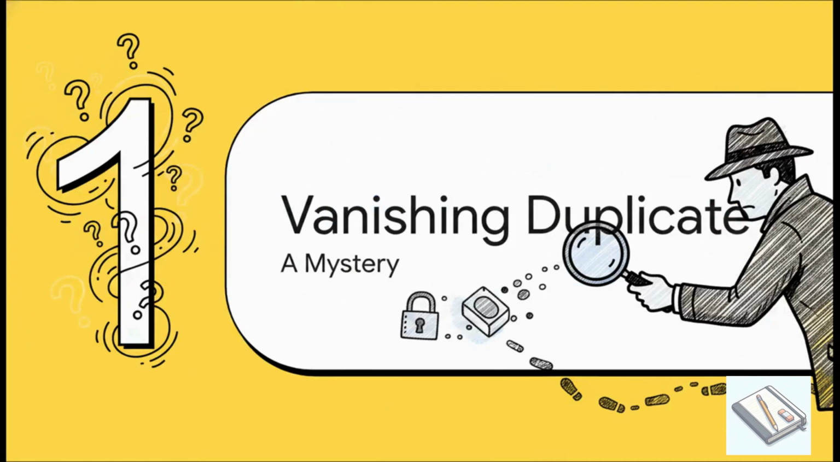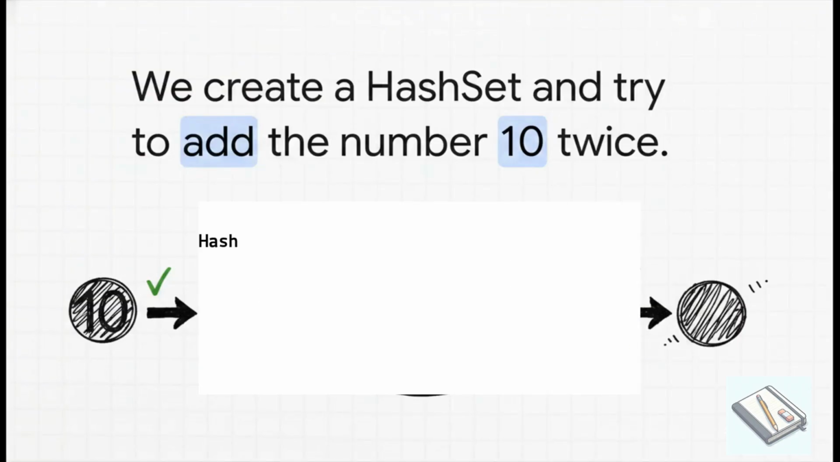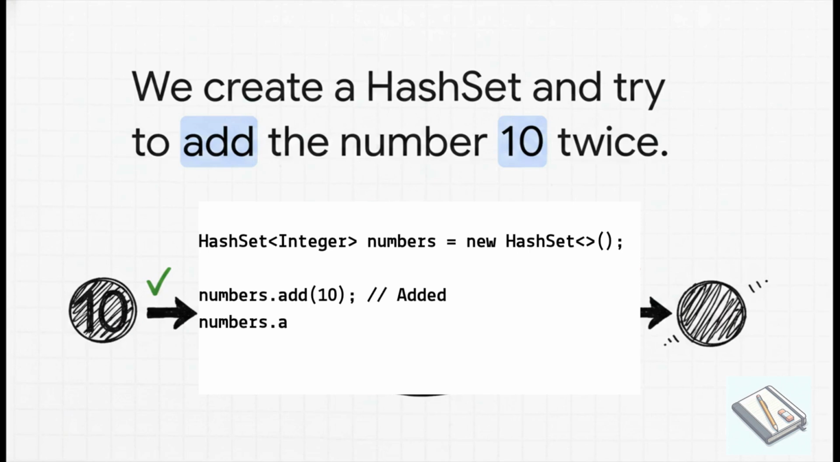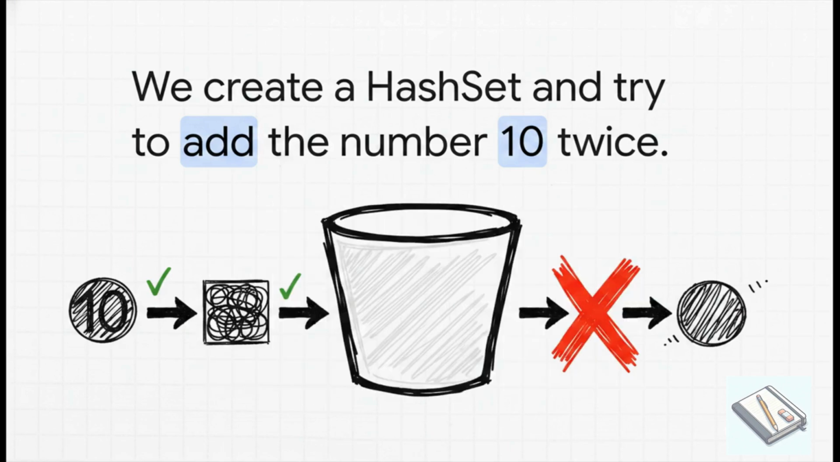To really get how this works, let's look at a classic coding scenario. We'll call it the vanishing duplicate mystery. Okay, check out this simple piece of code. We make a new hash set. We add the number 10, no problem. Then we add 20, still good. But then we try to add 10 again. What do you think's gonna happen? An error? A set with 3 items?